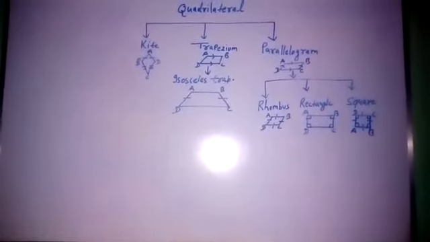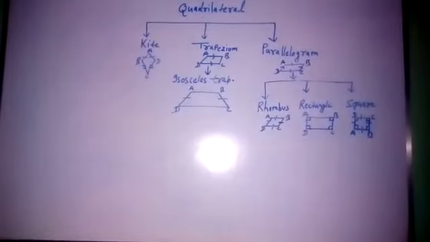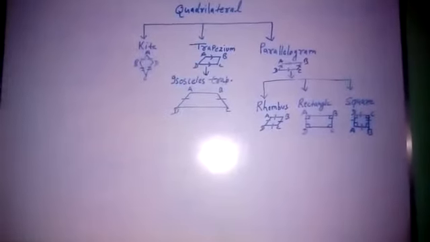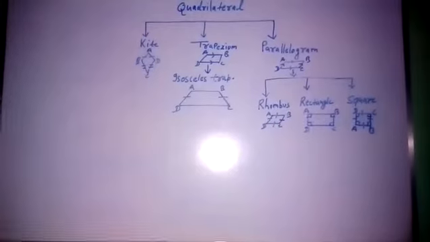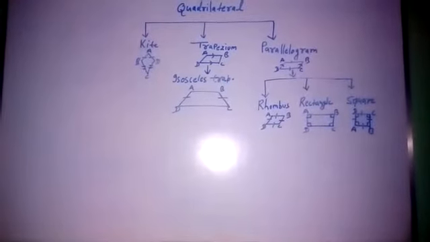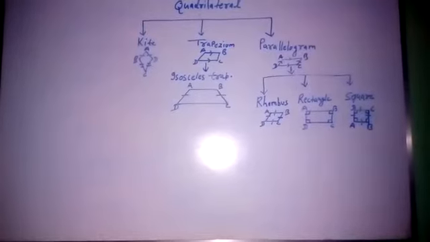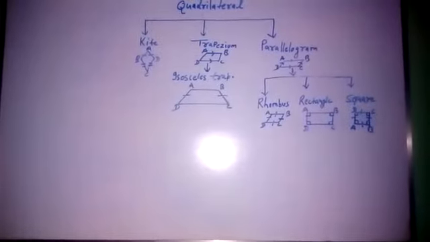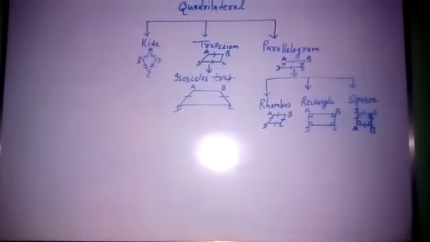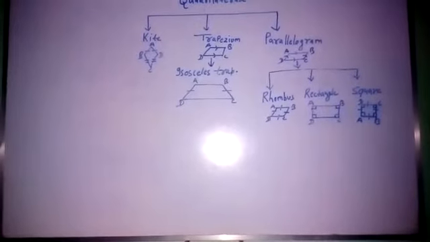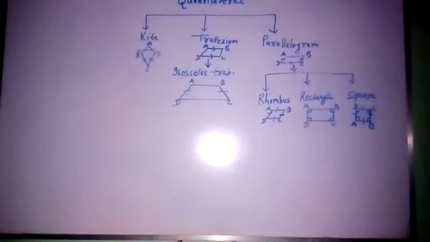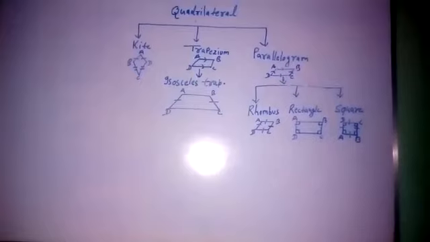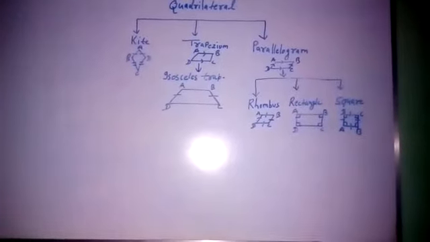So this can be easily understood: quadrilateral has three types: kite, trapezium and parallelogram. Further, trapezium has only one more type, that is isosceles trapezium. Isosceles trapezium means its non-parallel sides are equal. Now parallelogram has three more types, that is rhombus, having all sides equal. A parallelogram having all sides equal is called a rhombus.